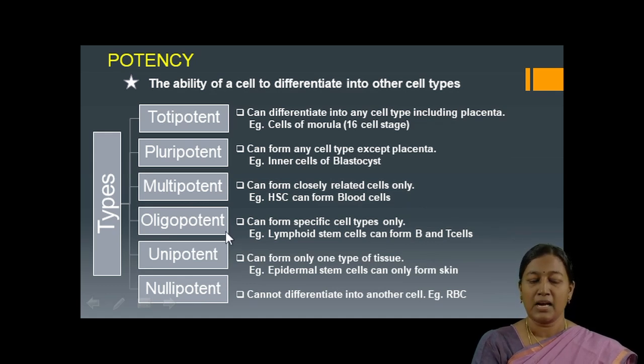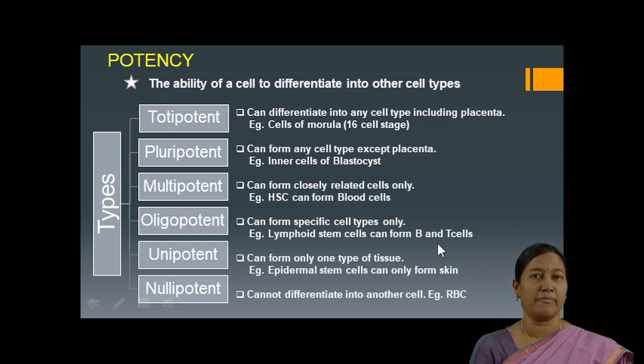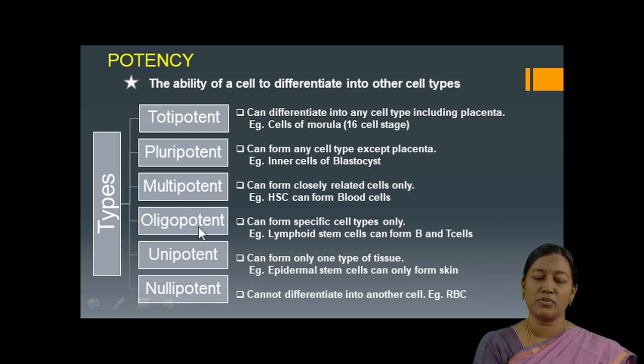Next, we have oligopotent cells. They can form specific cell types only. For example, in hematopoiesis, we have the hematopoietic stem cell. From that, we get the lymphoid progenitor cell. These lymphoid progenitor cells can only form the B cell or the T cell, the lymphocytes. They cannot form the red blood cells. So they can form only a specific number of cells, so they are said to be oligo. Oligo means a small number.